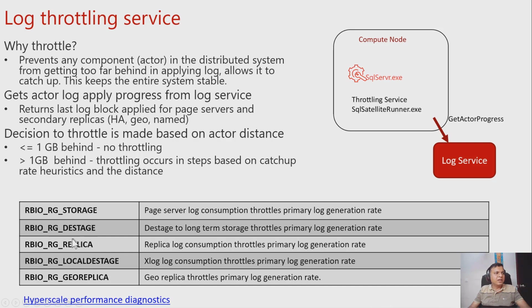The only controllable wait is RBIO_RG_REPLICA, which means there's one replica which is falling a lot behind, which is causing the log service on the primary to throttle the log generation rate. What can be done from the user perspective is basically remove the replica and add a new replica. And as you know, all the replicas are just compute nodes. They read the data from the same page server. So spinning up a new compute node is pretty much an instant activity. It takes 60 to 90 seconds to create a new component.